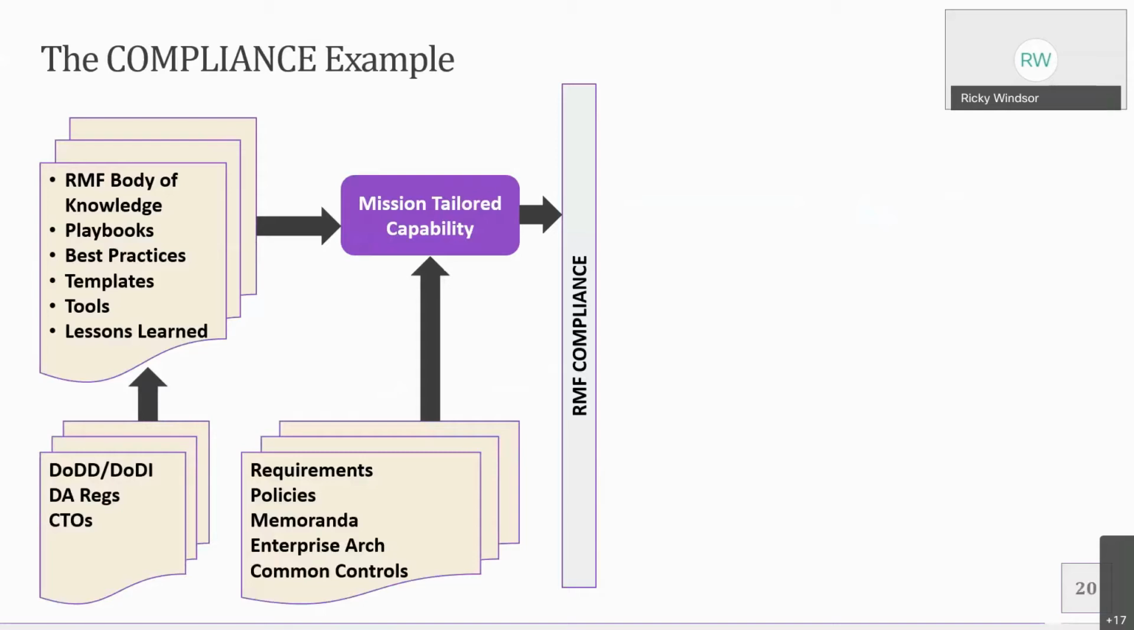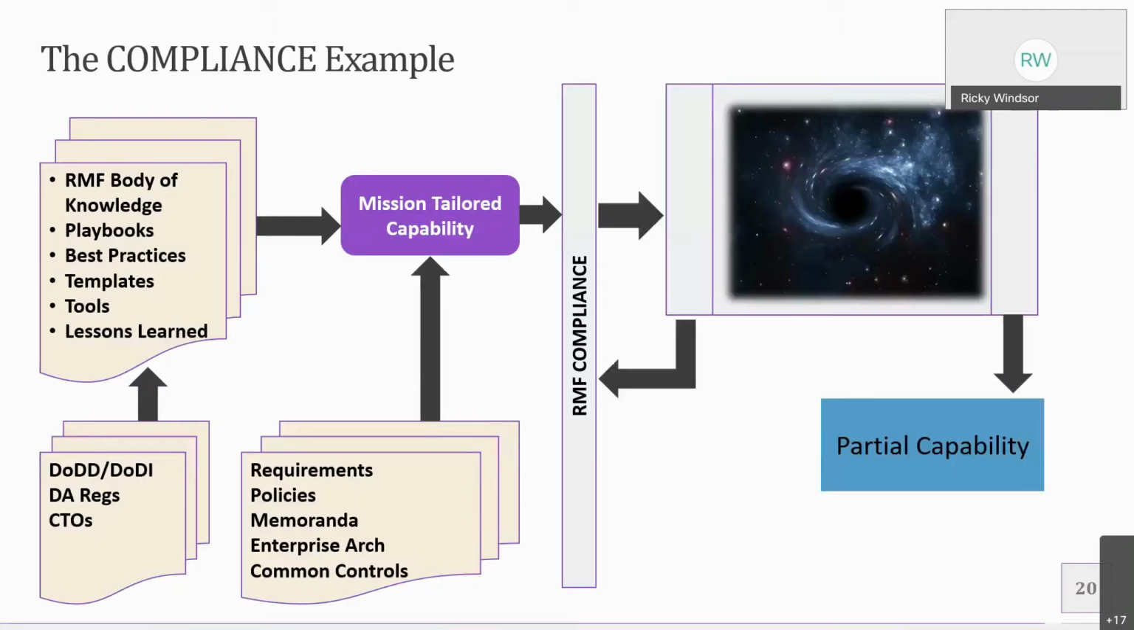Right, so this is kind of how compliance fits in the current DoD environment. Right, we have a tailored capability. It has a lot of different inputs, different practices, templates, RMF, so on and so forth. And then it goes into the RMF compliance bin, and then it goes into the black hole process, right? Where at some point in time it's approved or not approved, and it has to resubmit and get new paperwork, or we end up with a partial capability.